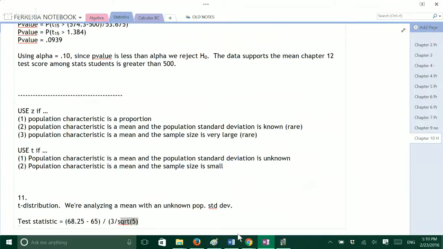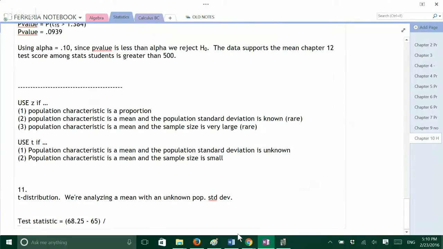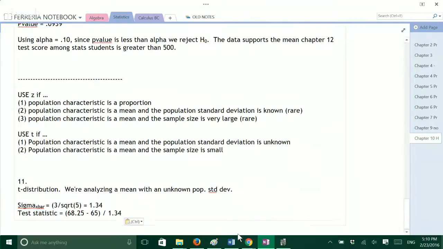I'm going to write down the sigma x bar first. That's 1.34. We'll just put that down here. So that's our test statistic, 2.425.